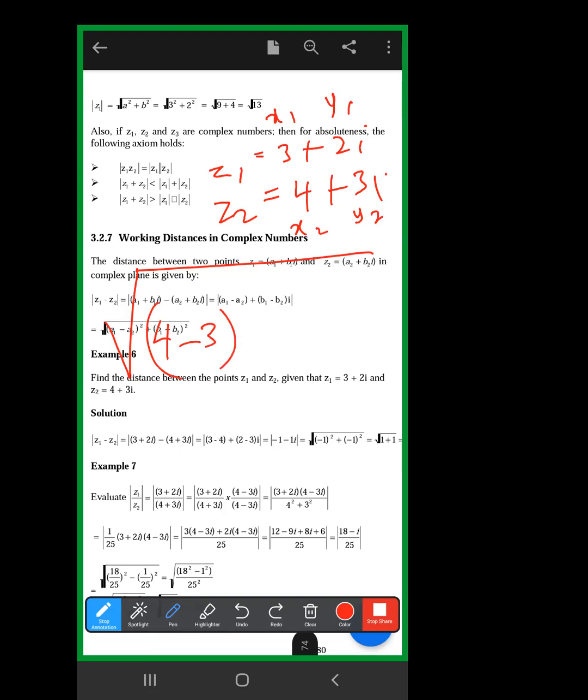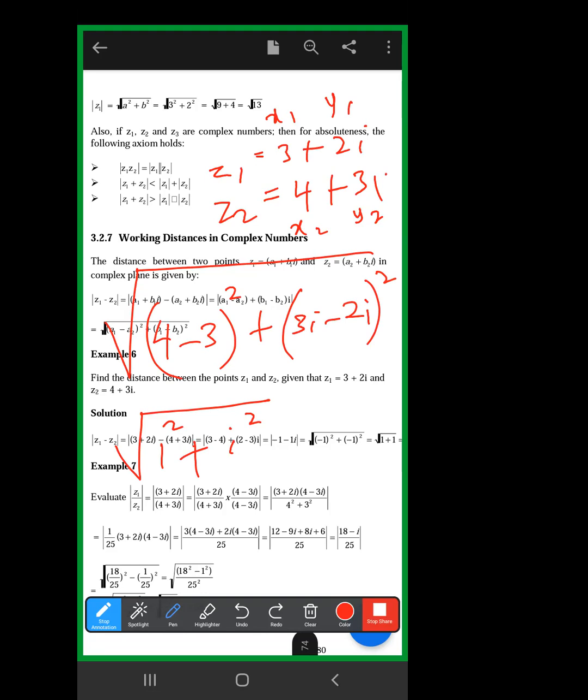And that will become what? All squared. 4 minus 3 squared, that's 1. Plus, now, the y2 minus y1 will become 3i minus 2i, everything all squared. Are you following? 4 minus 3 will give you 1, everything all squared. Plus 3i minus 2i will give you i, everything all squared. Isn't it? Yes, sir. Exactly.